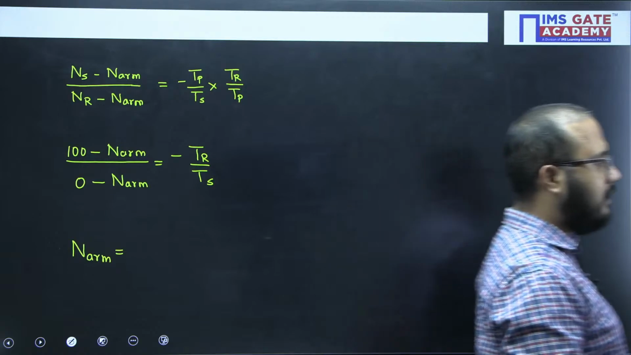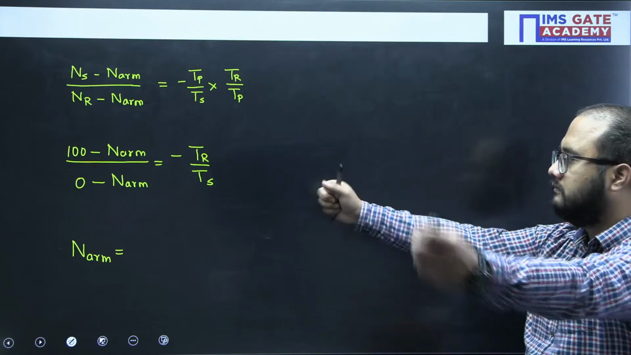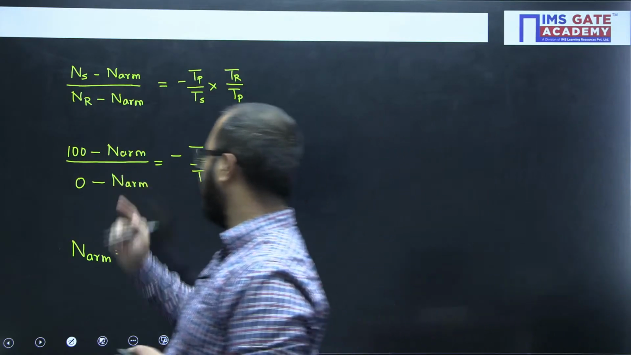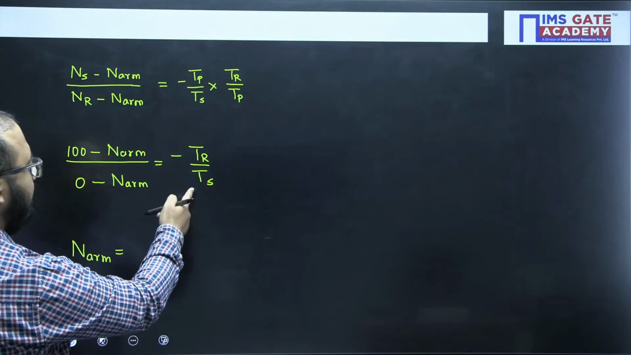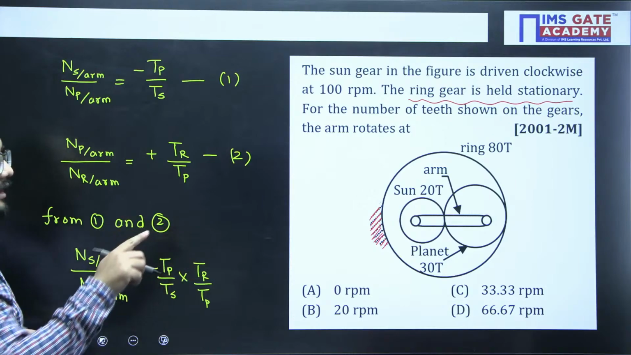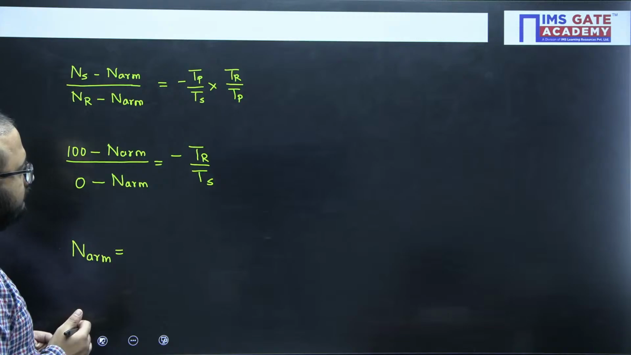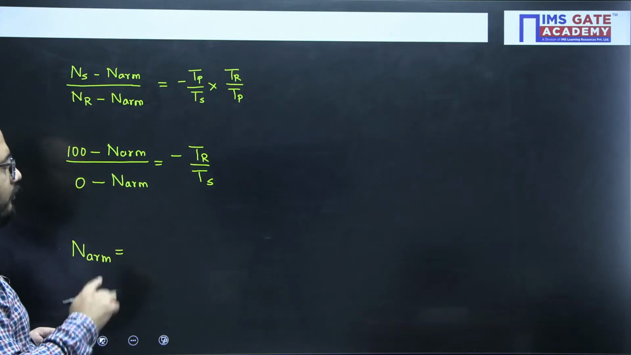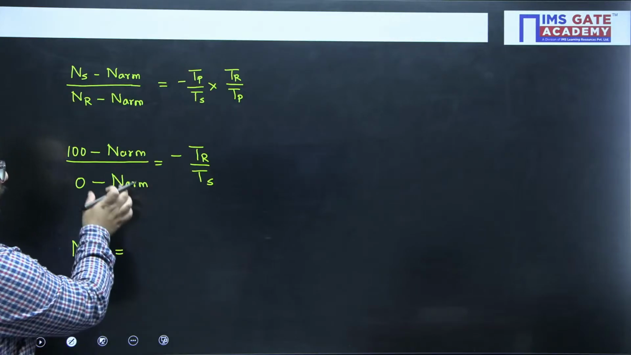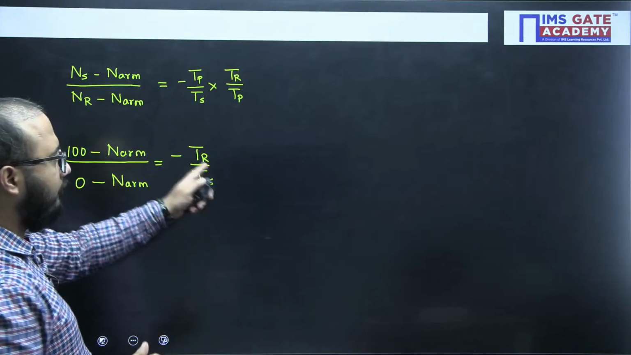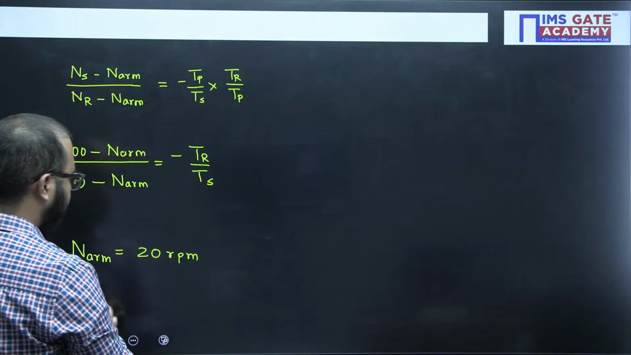Okay, what will be your answer here? In this case this minus and this minus will get cancelled out, and Tr they have mentioned as 80 and Ts as 20. So 80 divided by 20 will be what? 4. Okay, so 4 times it will get cancelled out here. Then 4 n arm and then one more n arm. So finally 20 RPM you are going to get as the answer very easily.